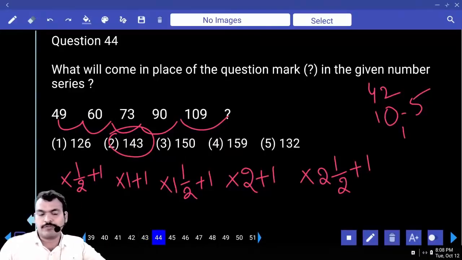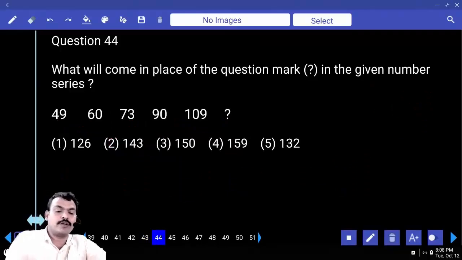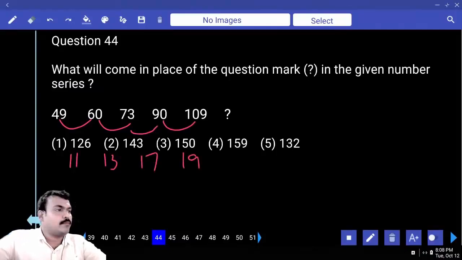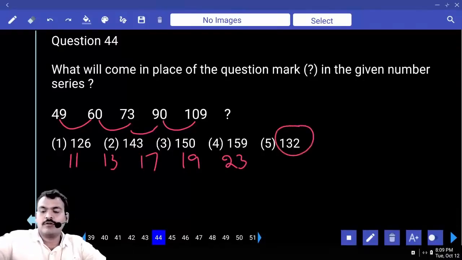Next, question number 44. What is the first difference? 11. Next one, 13. Next one, 17. Next one, 19. All are prime number differences. What is the next difference we return? 23. 109 plus 23, the ending value is 2. Which option? 132. Fifth option.